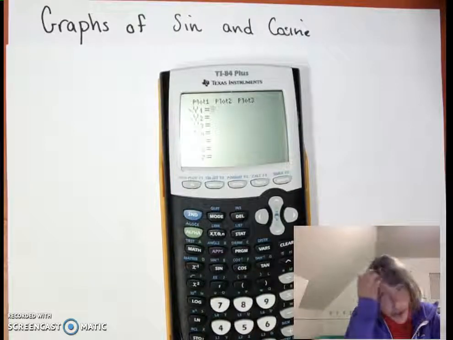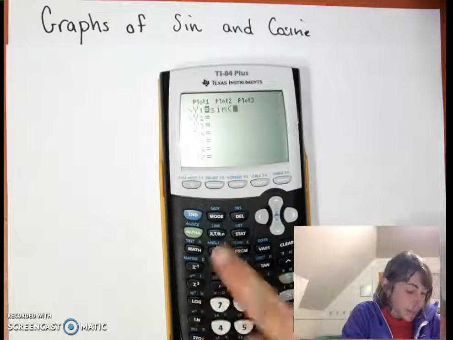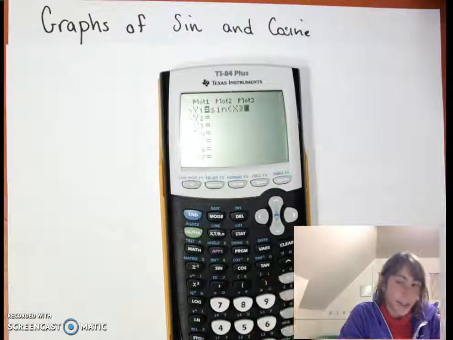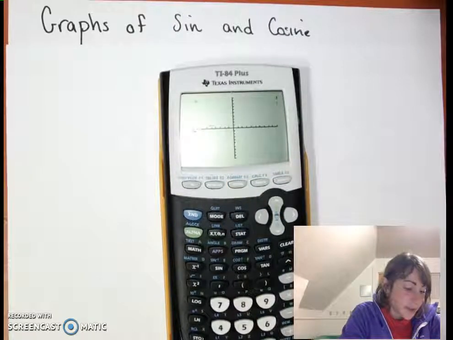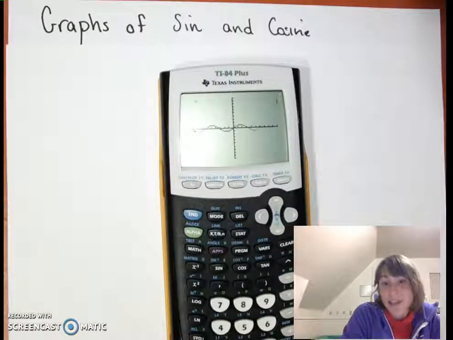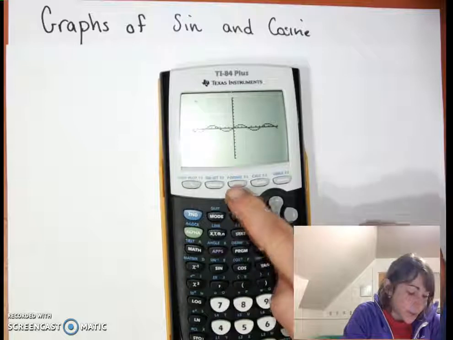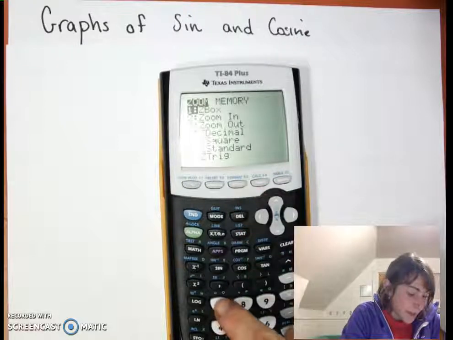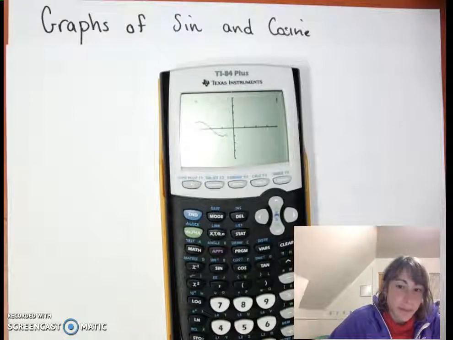Now let's look at the graph of sine of x. So what I do is I do sine and then my variable and make sure to close the parentheses. If I use the standard zoom, the graph looks okay, but not that great. There's a particular window that makes the graph of sine look good. So if we hit zoom and then 7 for trig, the graph is a little bit more readable.